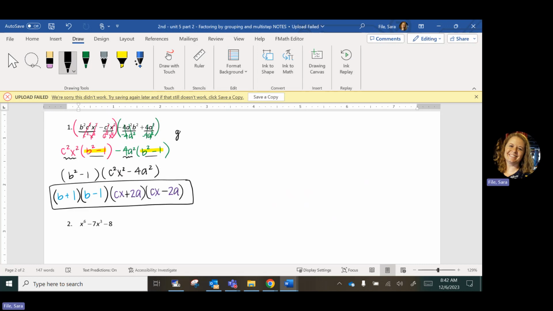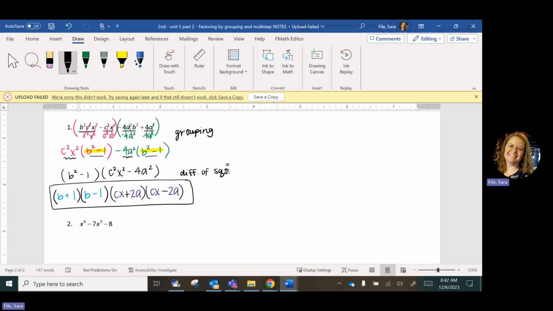So I did grouping. And then I did difference of squares. So this is what I mean when I say multi-step. There were two different types of factoring that I had to do to completely factor that expression. All right, what about number 2?